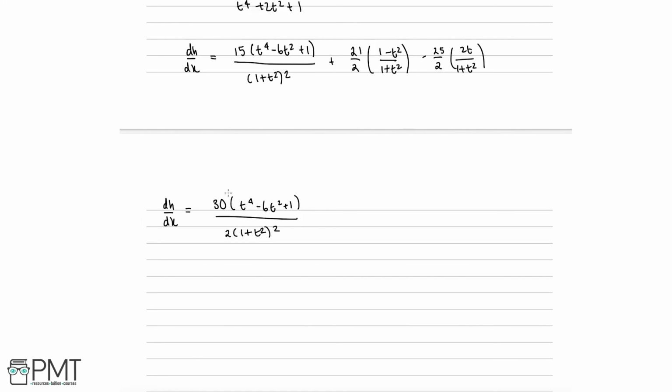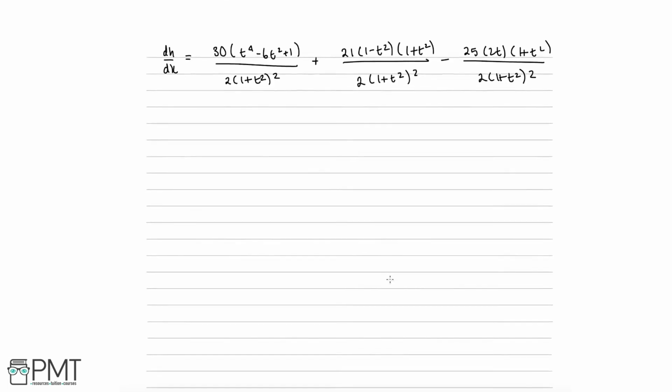You can see that this over here is exactly the same as this over here. I've just multiplied both the numerator and the denominator by 2, plus 21 multiplied by 1 minus t squared multiplied by 1 plus t squared all over 2 multiplied by 1 plus t squared all squared, minus 25 multiplied by 2t multiplied by 1 plus t squared all over 2 multiplied by 1 plus t squared all squared. Now that they have the same denominator, let's group up all of our fractions together.